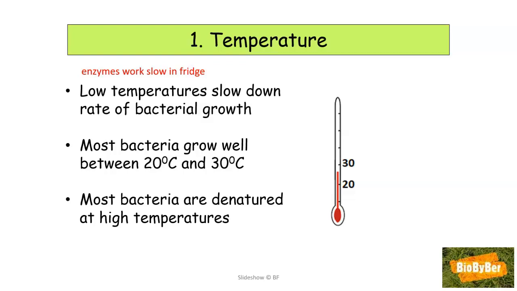Most bacteria grow well between 20 degrees Celsius and 30 degrees Celsius. Most bacteria are denatured at high temperatures. This means they lose their shape. Now, of course, there are always exceptions, and thermophiles are bacteria that can tolerate high temperatures and are capable of living in hot springs.